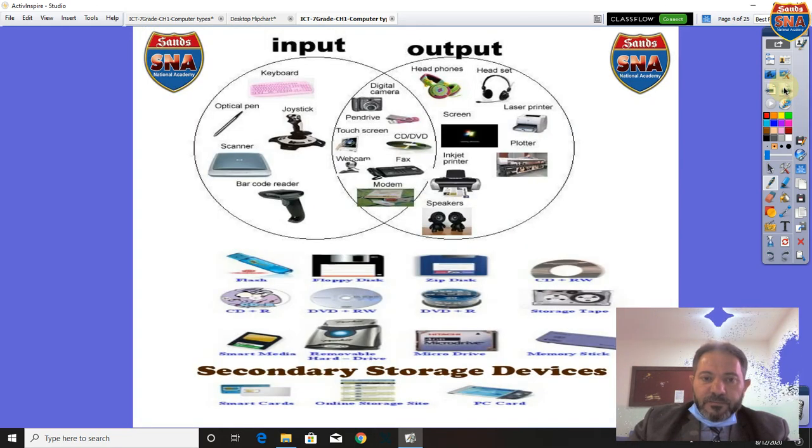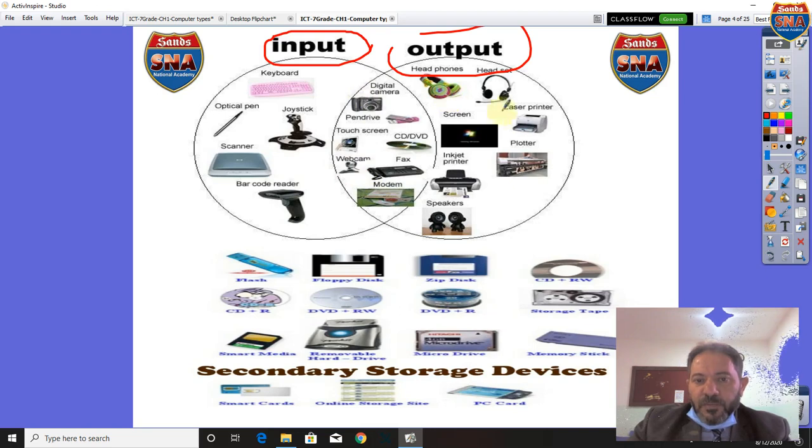Okay guys, this is a type of input and output devices. As you see here, it's like keyboard, joystick, optical pen, scanner, barcode reader, webcam, modem, fax, CD, DVD, digital camera, laser printer, microphone, and all these different types of storage. All these are input and output devices. And all these types are external hardware.